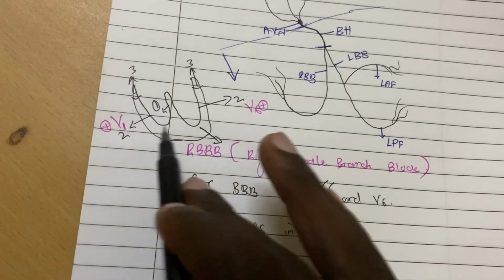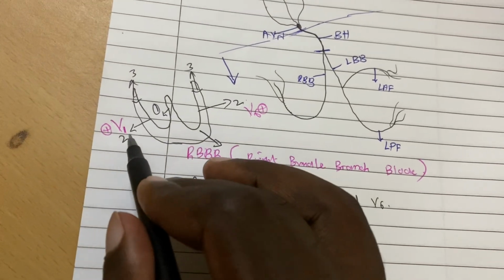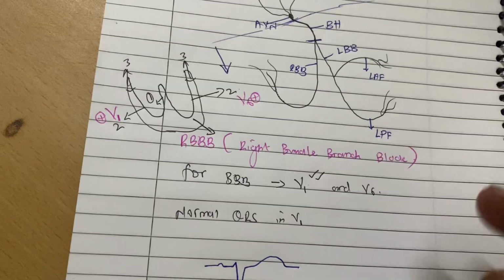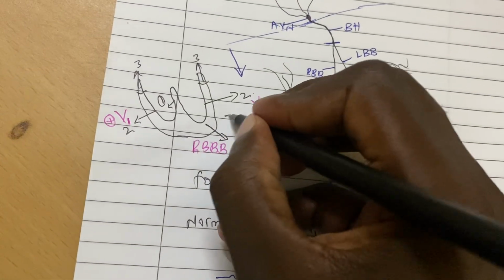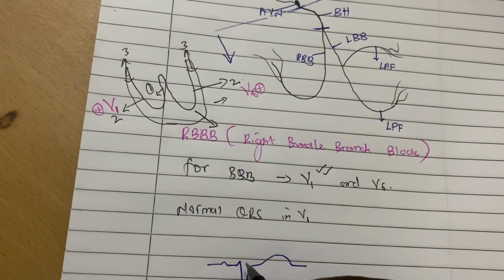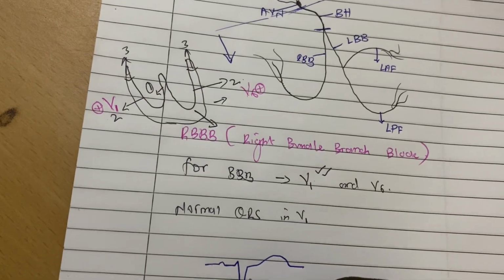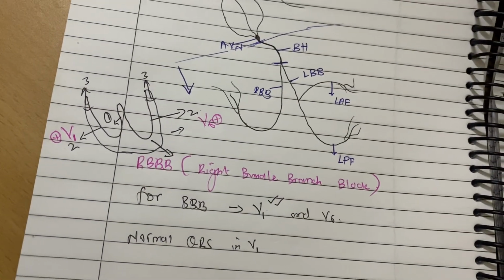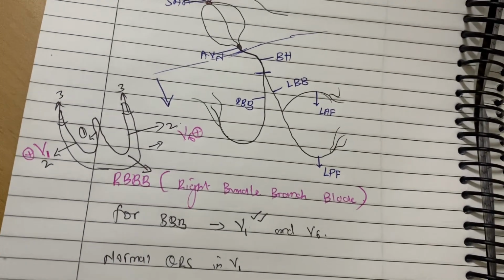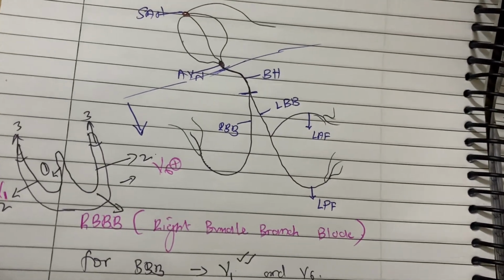And then the rest, 2 going to the right, 2 going to the left. Left is thicker than the right. The net will be going to the left, and it will be recorded as S. Why? It is going away from the positive pole of lead V1.